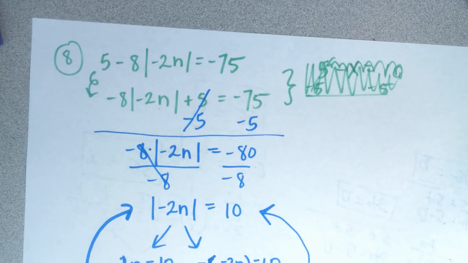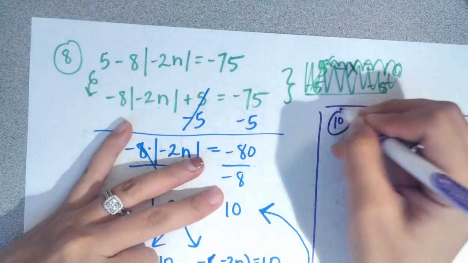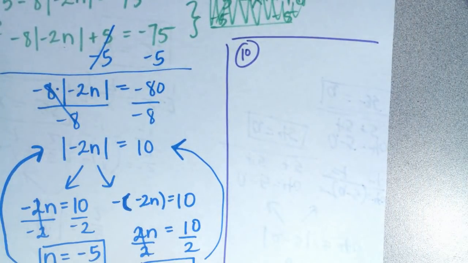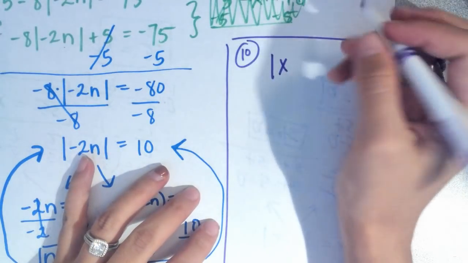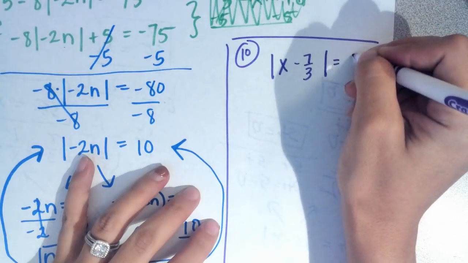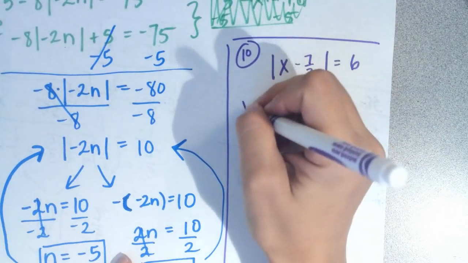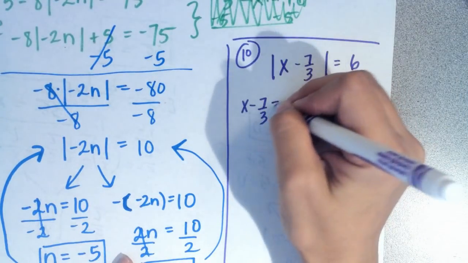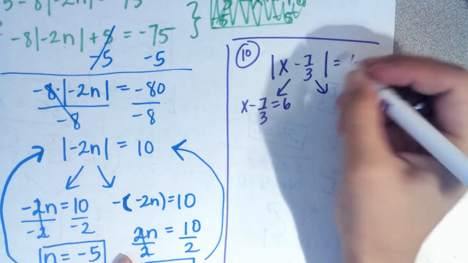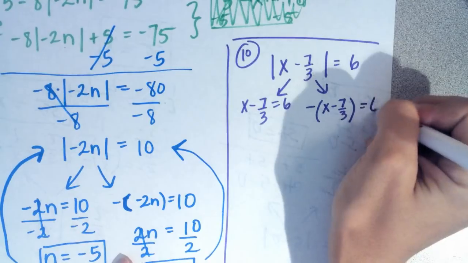All right, let's work out number 10. Number 10, I have the absolute value of x minus 7/3 equals 6. All right, so here the absolute value is already isolated, so we don't have to do anything else besides go ahead and split into its two cases. So I have x minus 7/3 equals 6. That's case number 1. And then case number 2 is a negative out in front of the absolute value, x minus 7/3 equals 6.